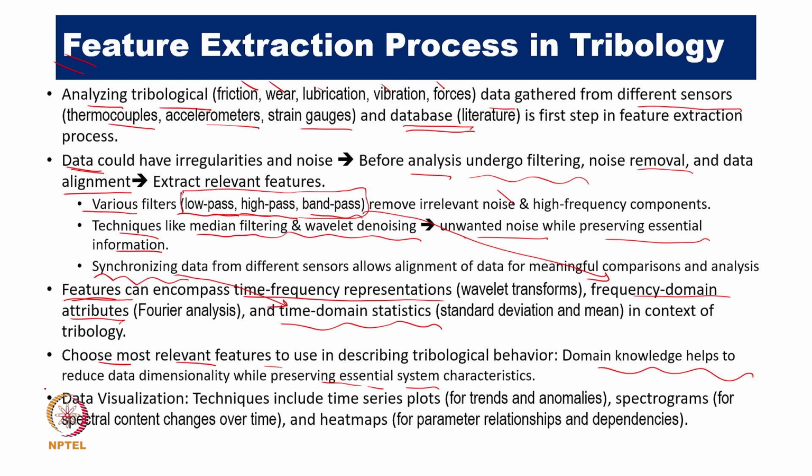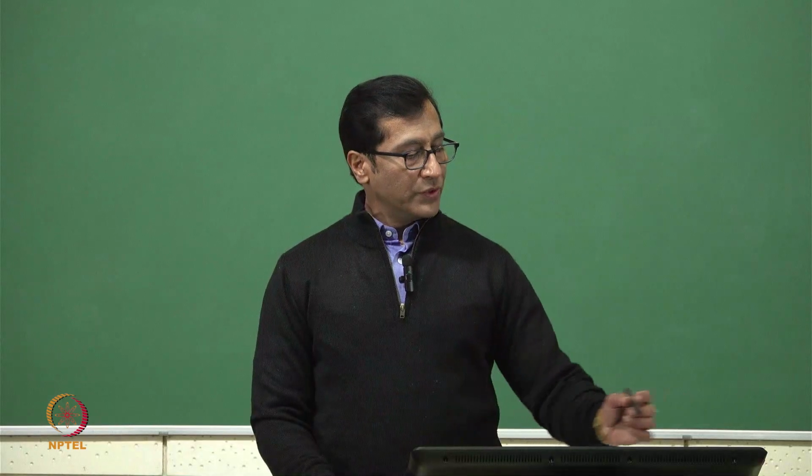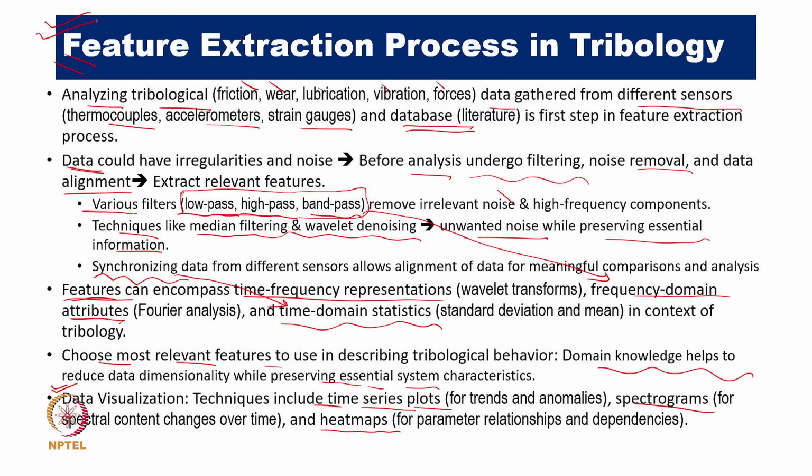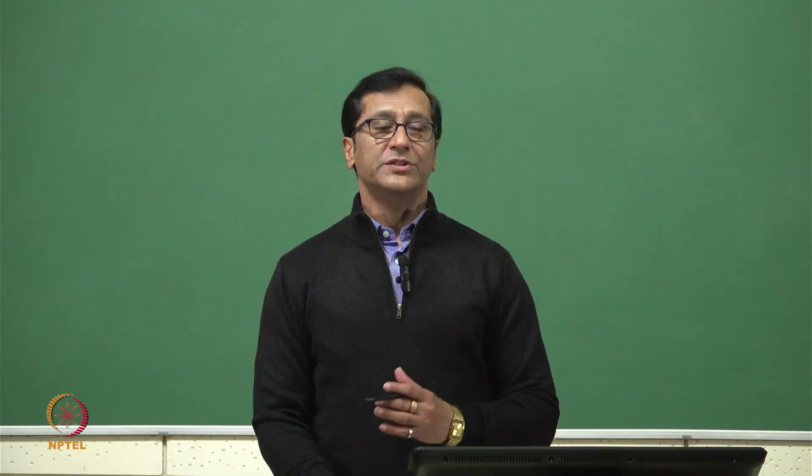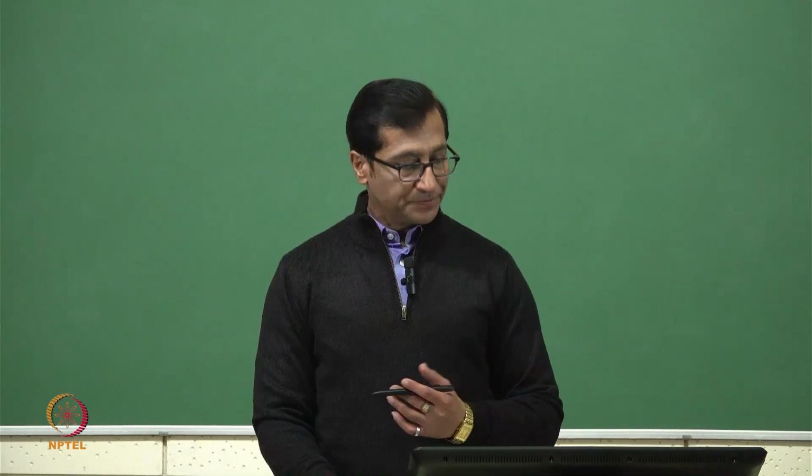And the last one is visualization. We also need to plot the data, and it can be a time series plot, which we showed in the previous lecture. It can be a spectrogram, which we will also show in this case, or it can be a heat map, basically to show some sort of relationship between variables or dependency on the parameters. It can be represented in different ways. So this is the overall feature extraction process. We try to analyze the data, we try to denoise it, we try to extract the features which are important, and then finally present those features in a more meaningful manner.